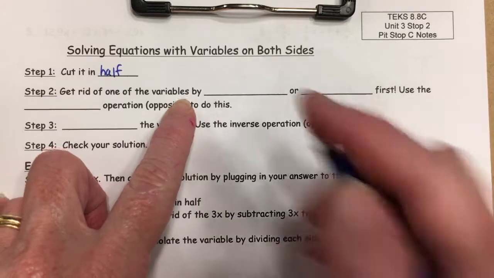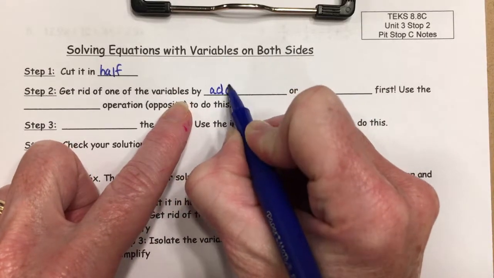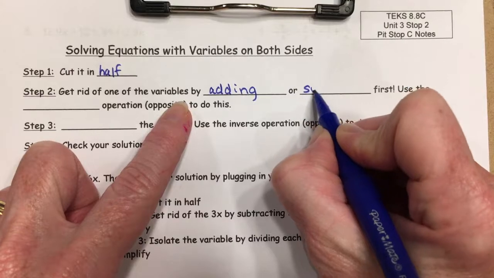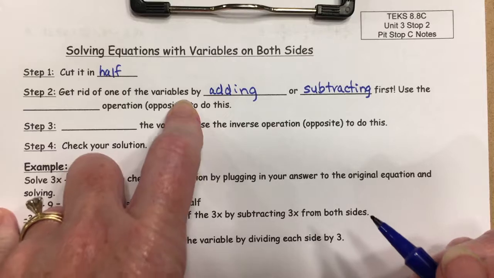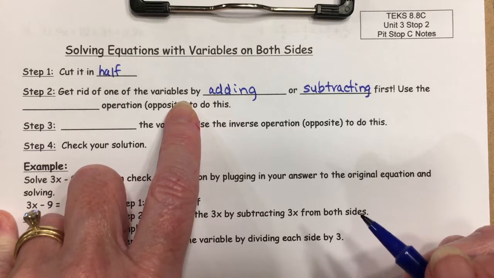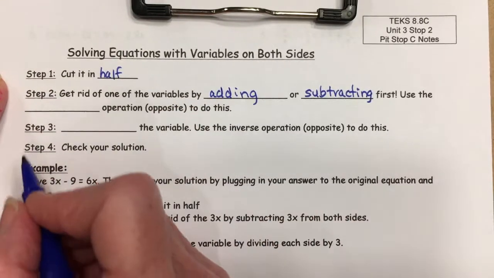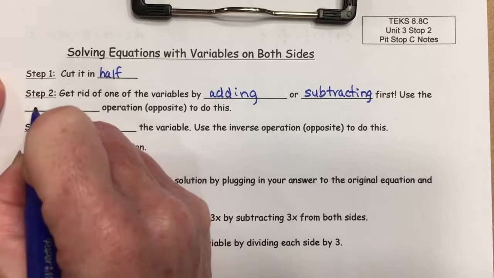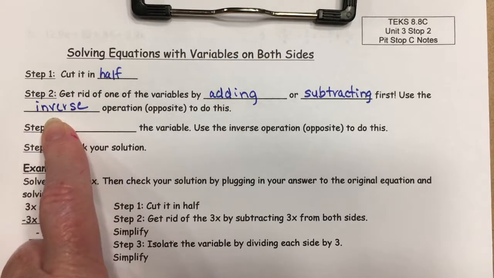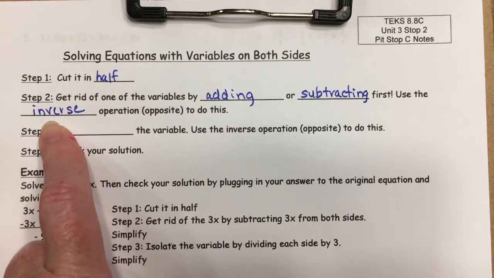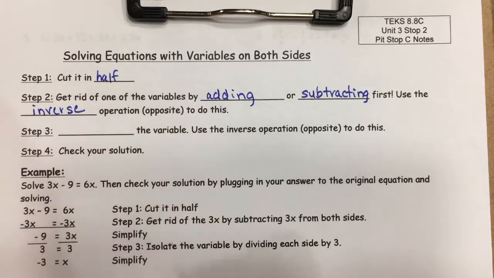I need to get rid of one of those, and I'm going to do that by either adding or subtracting one of the variables, because I need to isolate it first. So first I have to put them all on one side. And then I'm going to use the opposite or the inverse operation to do that. So if the variable is being added, I'm going to do the opposite, which is subtract it in order to get rid of one of the variables, or if it's being subtracted, I'm going to add it.